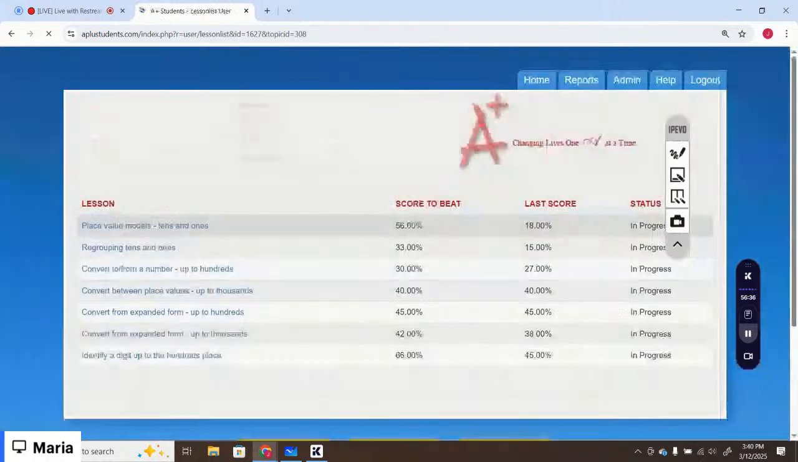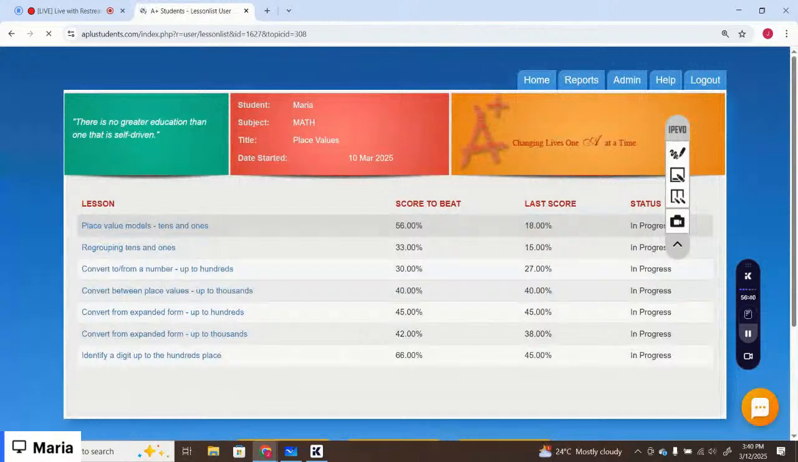So we are working on grade 2 math. The chapter we're working on is place values. The lessons we have covered today are convert from expanded form up to hundreds, convert from expanded form up to thousands, and identify a digit up to hundreds place. So please make sure you have your notebook. Please make sure before the next session you complete all the practice questions for the lessons we just did. That is your homework until next session.